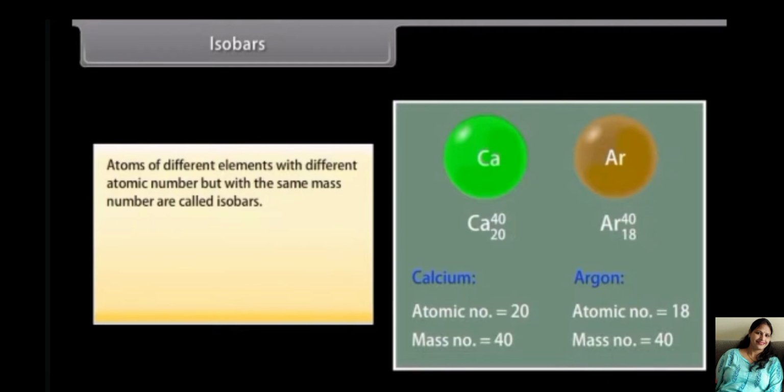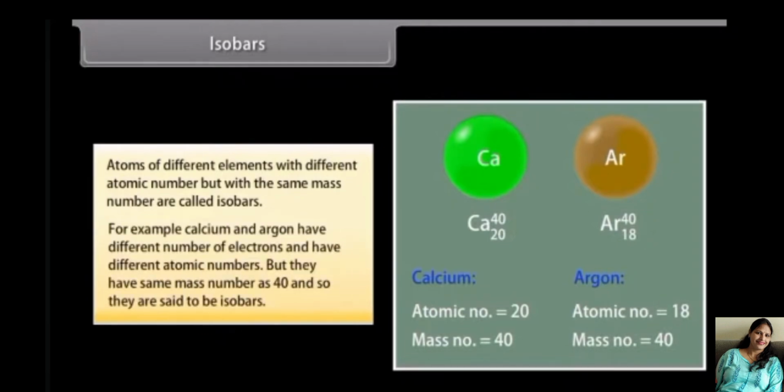Atoms of different elements with a different atomic number but with the same mass number are called isobars. For example, calcium and argon. Both have different number of electrons and have different atomic number, but they have same mass number, that is 40, and so they are said to be isobars. So isobars and isotopes both are different.